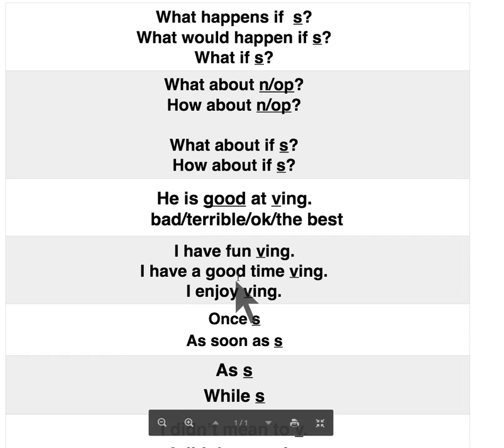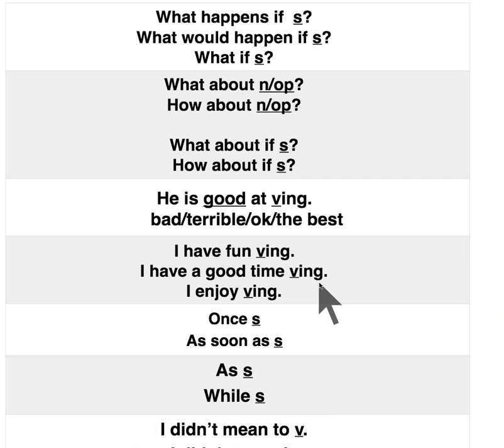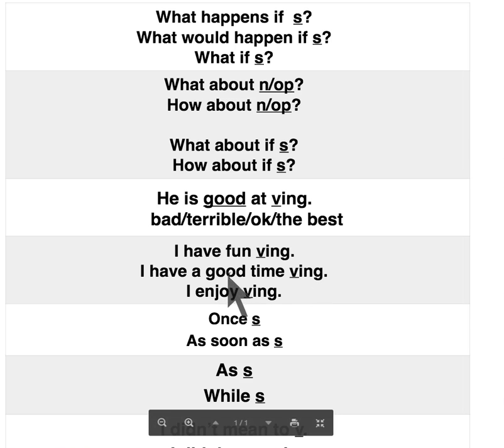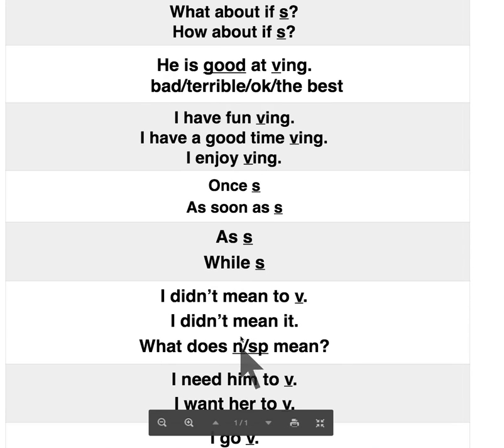We've already studied I enjoy and I have fun. Here's another one which I realized was used a great deal. I have a good time talking to him. I had a great time being there. Once again, the adjective can be changed. I had a terrible time sleeping last night. I begin to introduce once, which is very similar to as soon as, which is very similar to while. As he was talking, I was daydreaming.